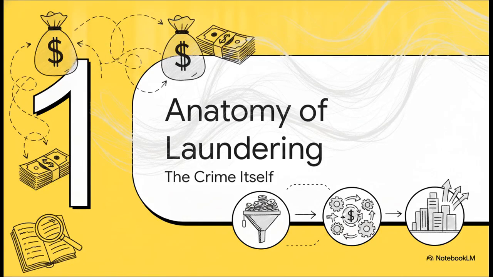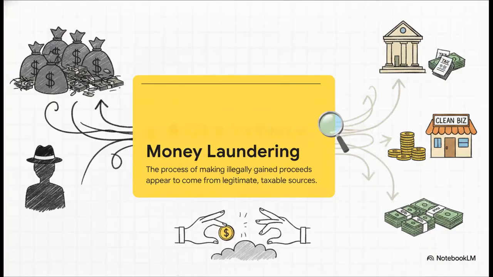Section 1. The anatomy of money laundering. So, to build a solid defense, you really have to understand the offense. Money laundering is, at its core, the dark art of taking illegally gained proceeds, dirty assets, and making them look completely legitimate. Think about it. A criminal enterprise generates massive amounts of cash, but they can't exactly walk into a bank and deposit it, or just go buy a luxury condo without turning heads. They desperately need a mechanism to wipe away the fingerprints of the crime.